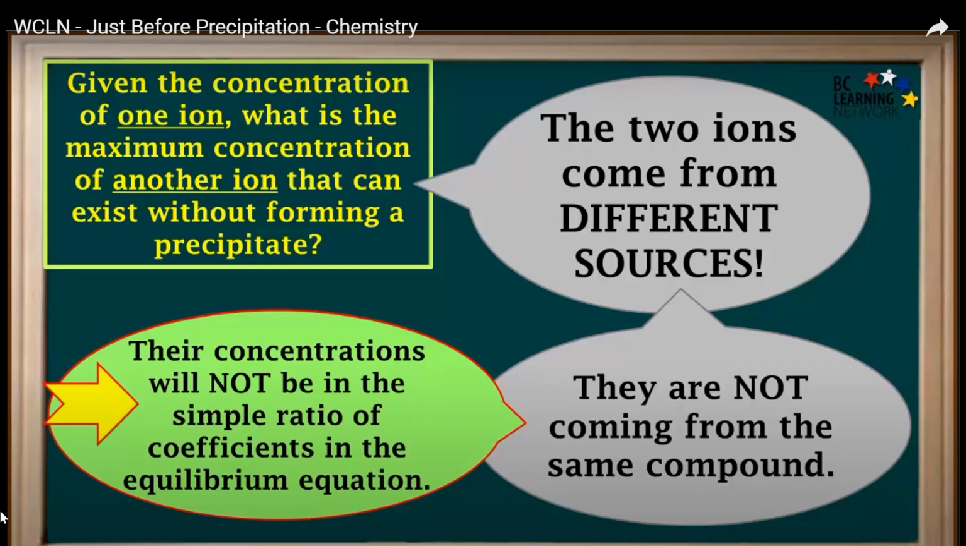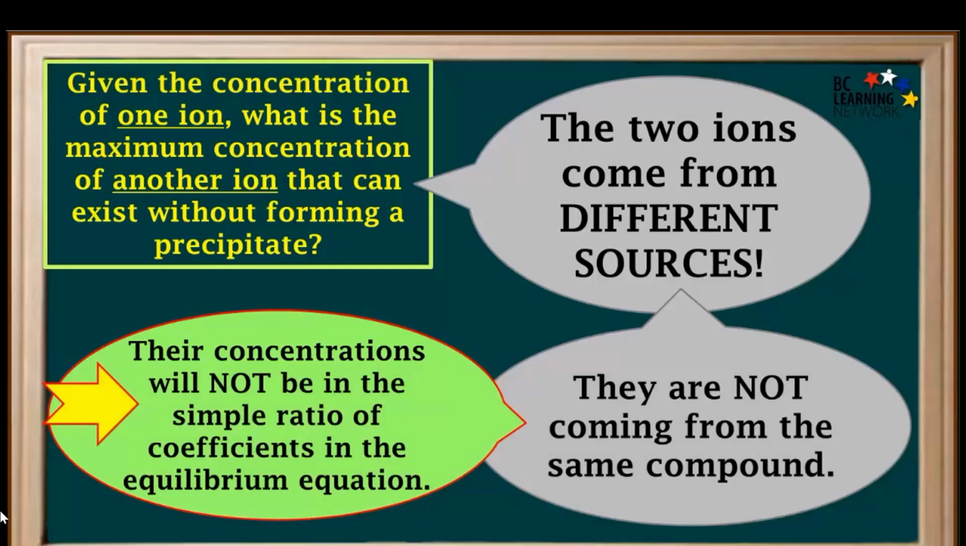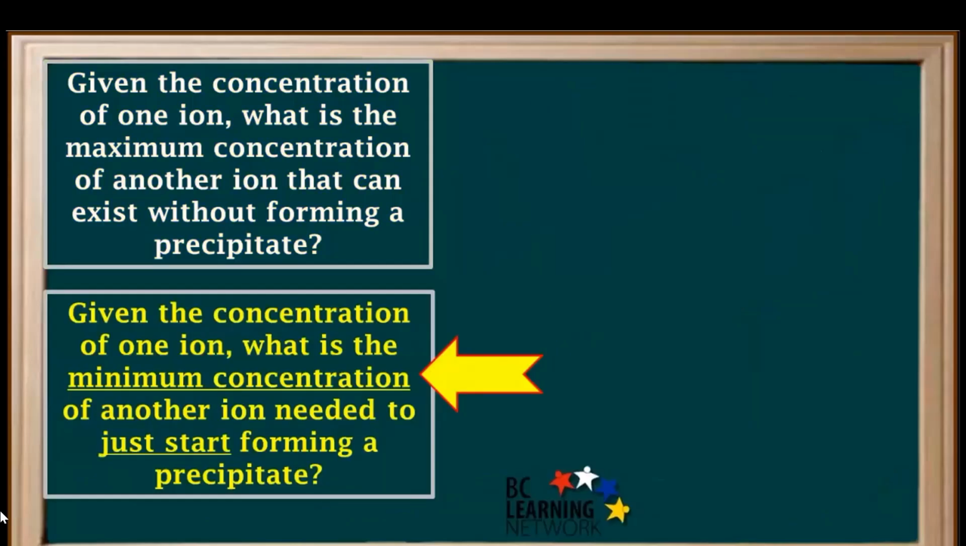Okay, this is a mix and match problem. For the possible precipitate, they would be in that ratio only if they were both coming from the same compound, but here they're coming from two different compounds, one that's in the beaker and the other one that's added to the beaker. In another type of problem, we are given the concentration of one ion and asked for the minimum concentration of another ion needed to just start forming a precipitate.